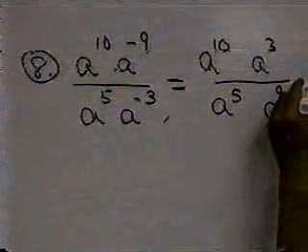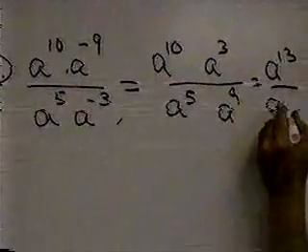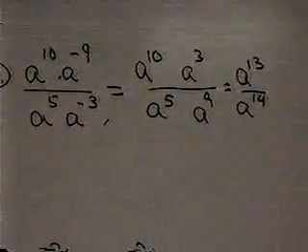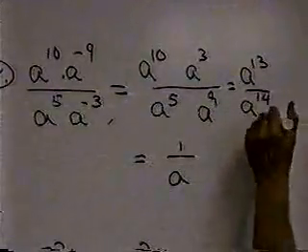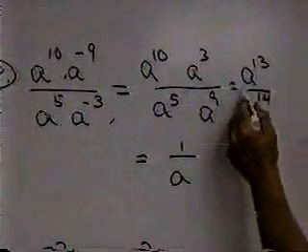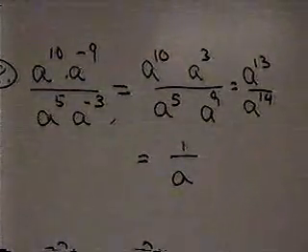All right, then you go work it. This would then be a to the 13th and a to the 14th, which would be 1 over a. Okay, subtracting, you have 13 on them up here and 14 down here, so you have 1 left on the bottom.